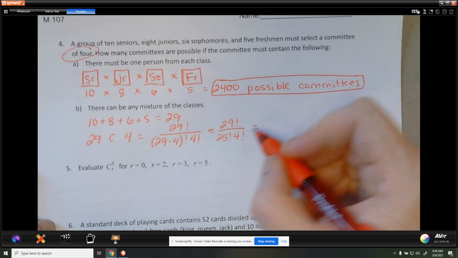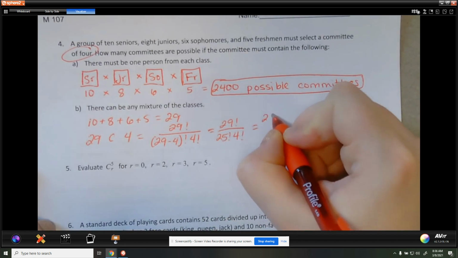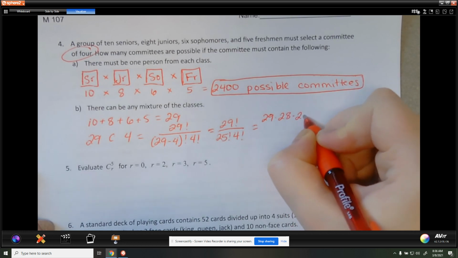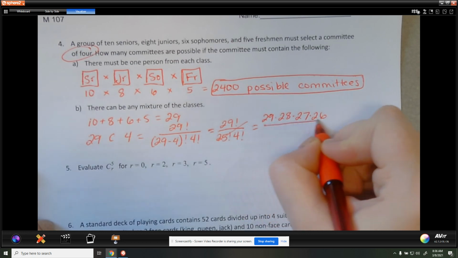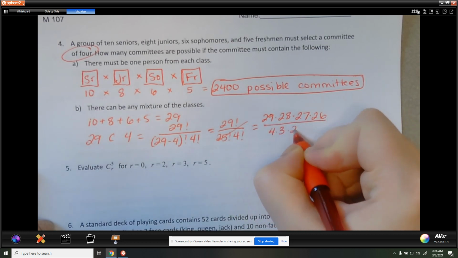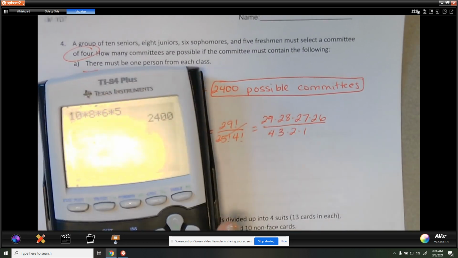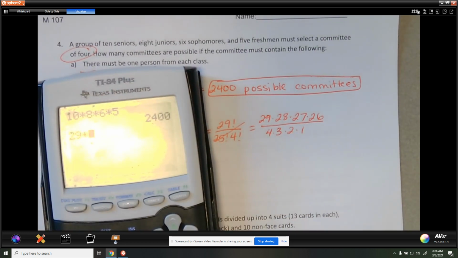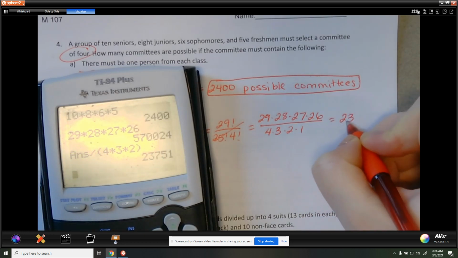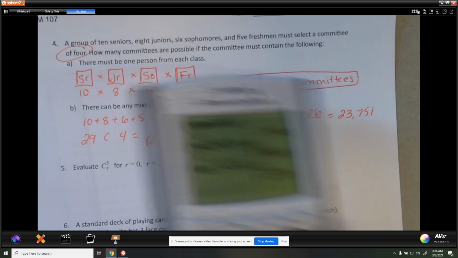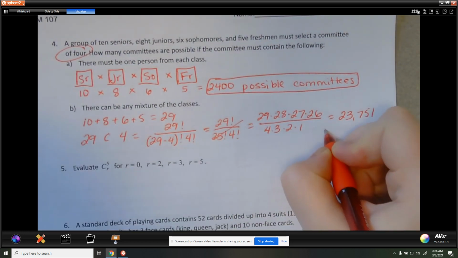So when we simplify this, we'd have 29 times 28 times 27 times 26, but then the 25s would cancel out. All divided by 4 times 3 times 2 times 1. All right, so I'm going to do this in my calculator. 29 times 28 times 27 times 26. And then I'm going to divide by 4 times 3 times 2 times 1. So we get 23,751 possibilities.